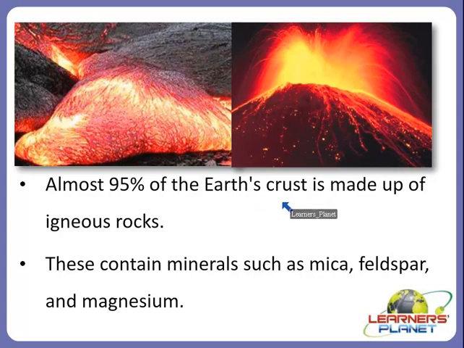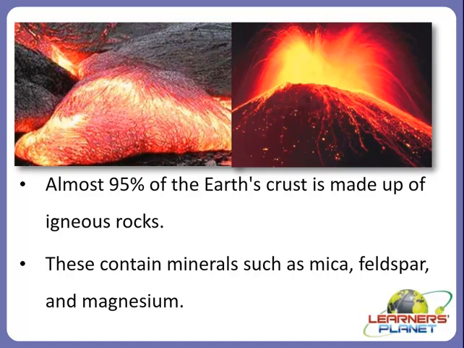So almost 95% of our Earth's crust is made up of igneous rocks. That means the crystalline structured rocks, and these contain minerals such as mica, feldspar and magnesium, right? So there are some examples of igneous rocks which we are going to discuss, and they are granite, then pumice, and then obsidian, right?